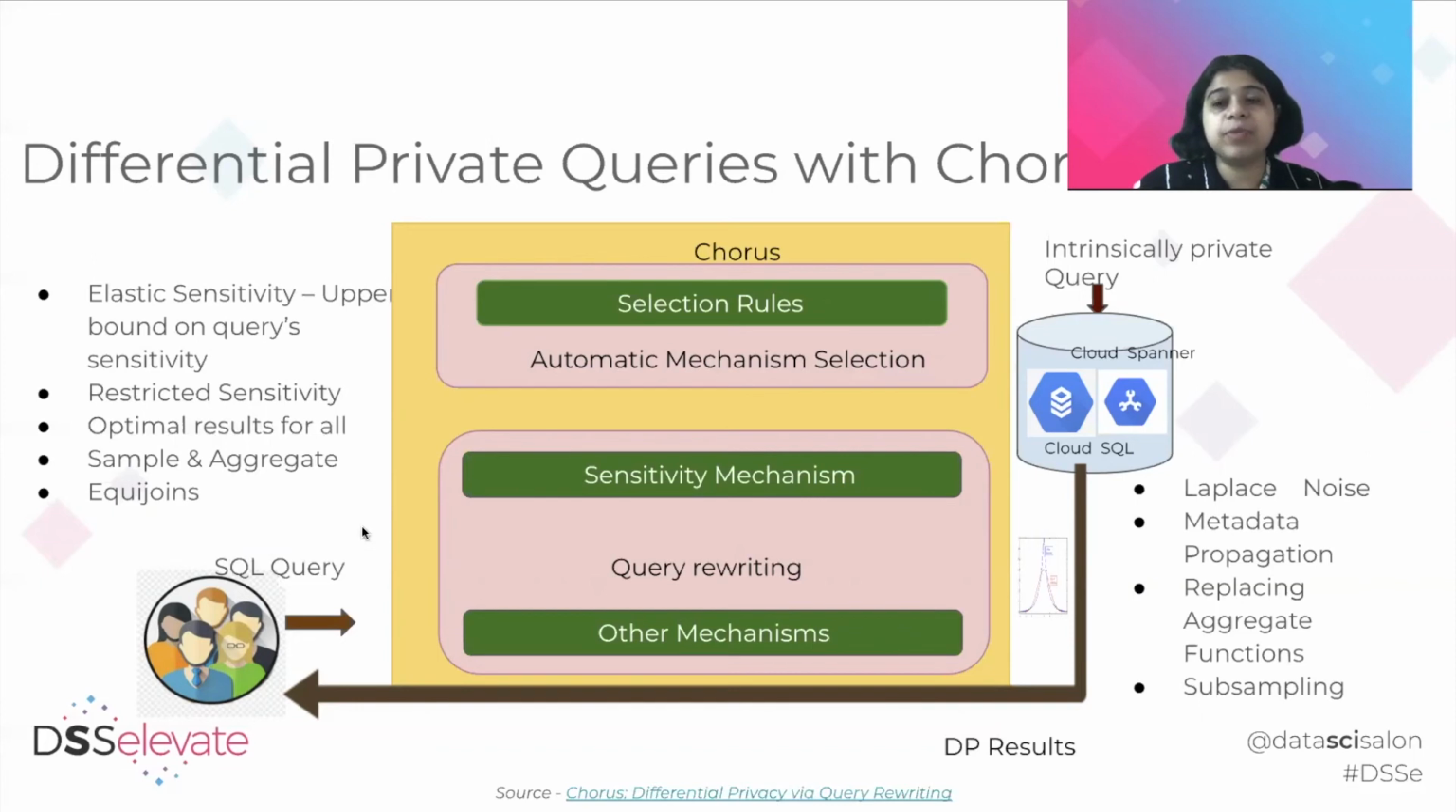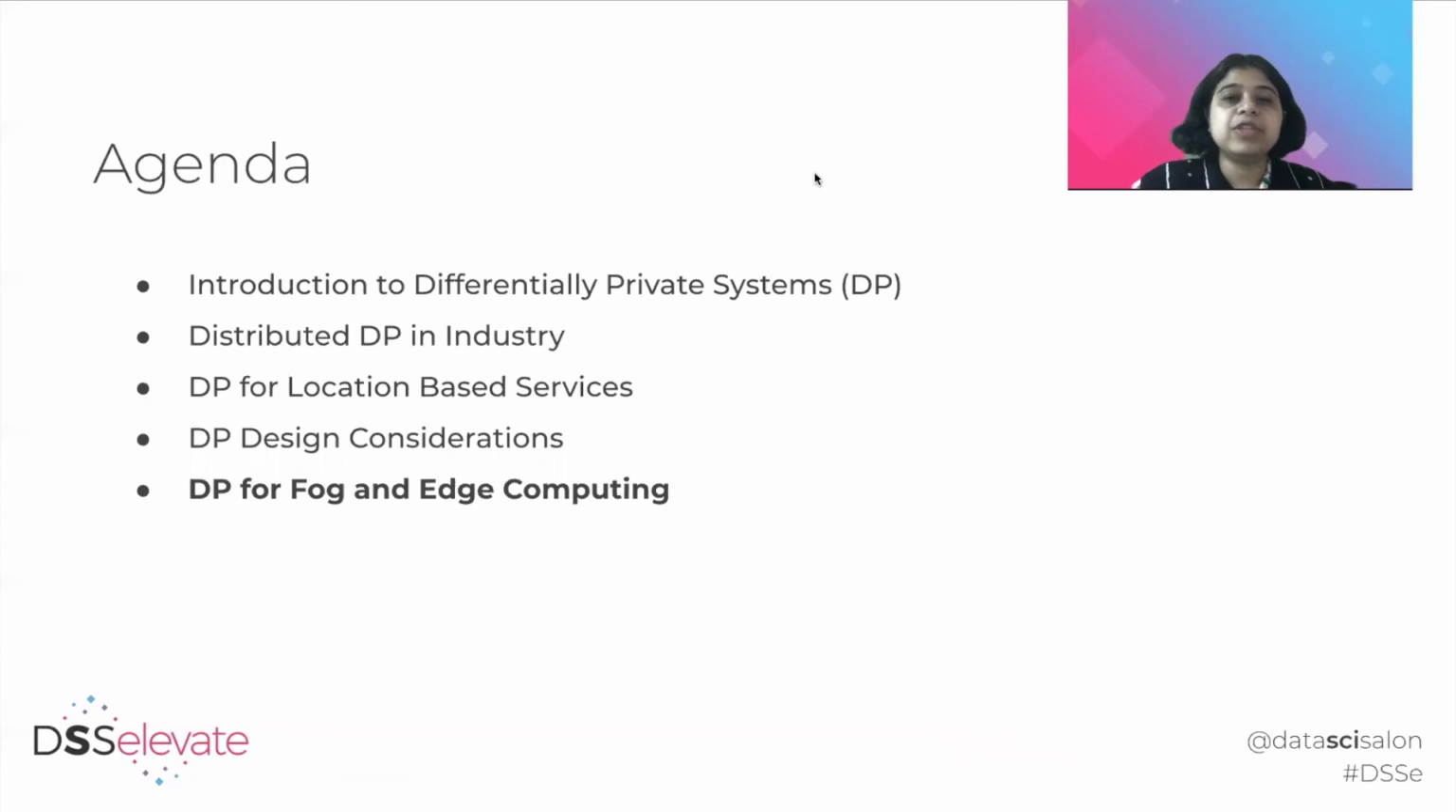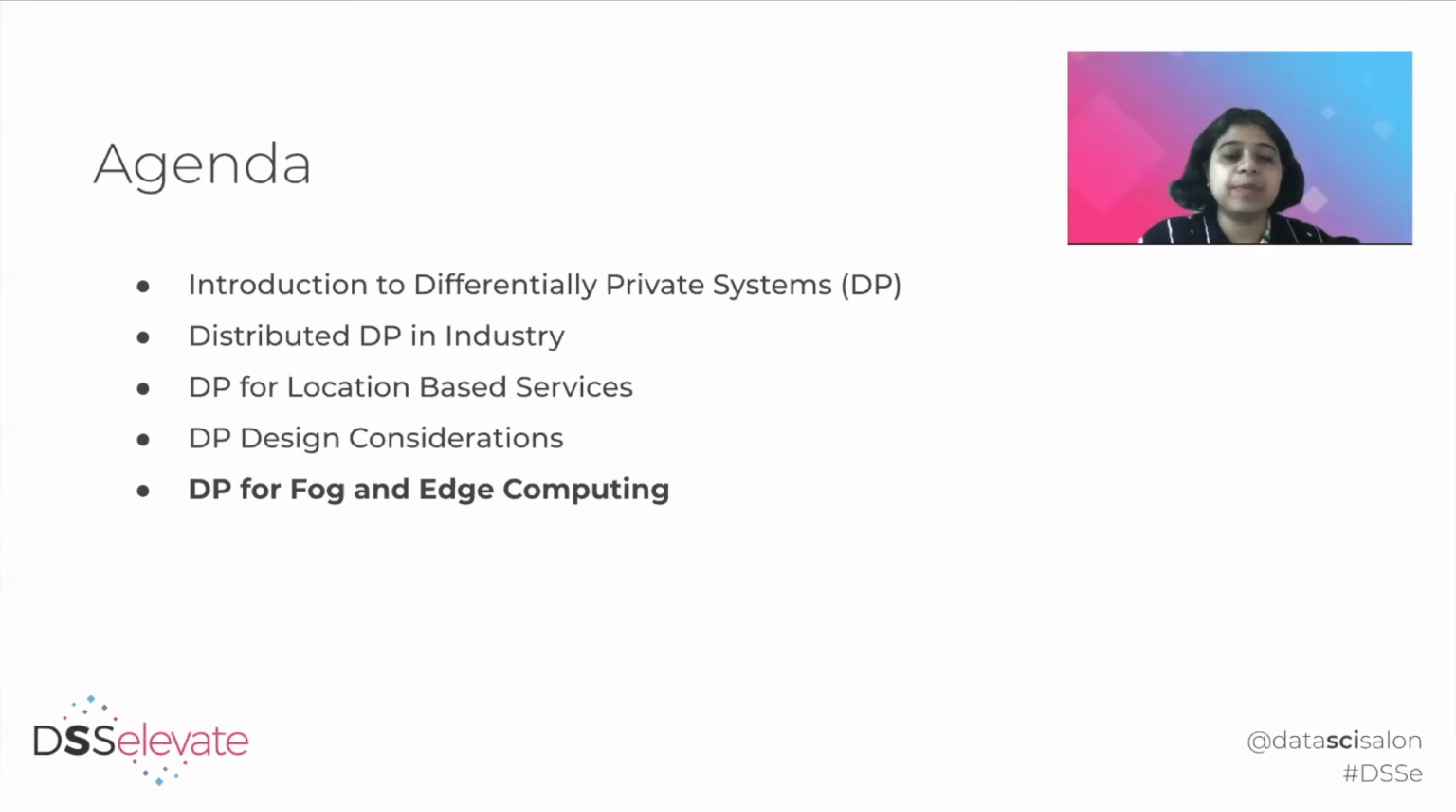We have seen the two important factors in differential privacy. Now let's look at how we can build such scalable distributed systems in fog and edge computing, because these are two more important things that are using IoT in configuration.